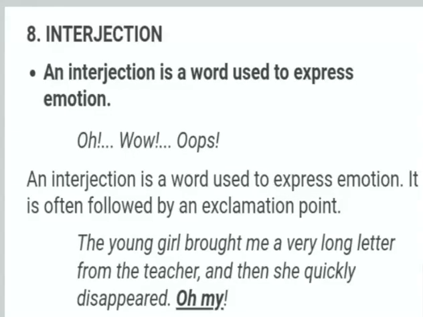Next, interjection. An interjection is a word used to express emotion like oh, wow, oops. An interjection is a word used to express emotion. It is often followed by an exclamation point.